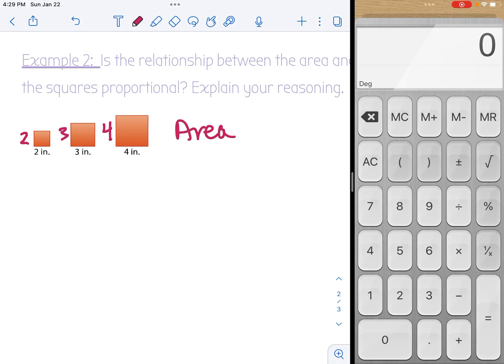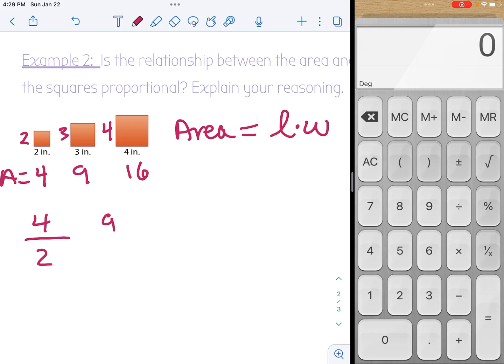Now, if we don't remember area of a square, we do length times width. So for my first one, my area, 2 times 2 is 4. My second one, 3 times 3 is 9. And my last one, 4 times 4 is 16. So what I can say here is if I'm trying to compare my area to my side length, I'm going to go ahead and set up my rates.